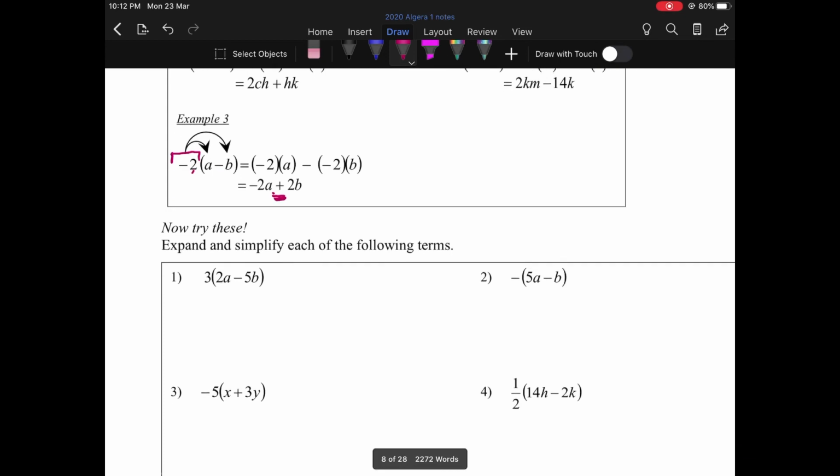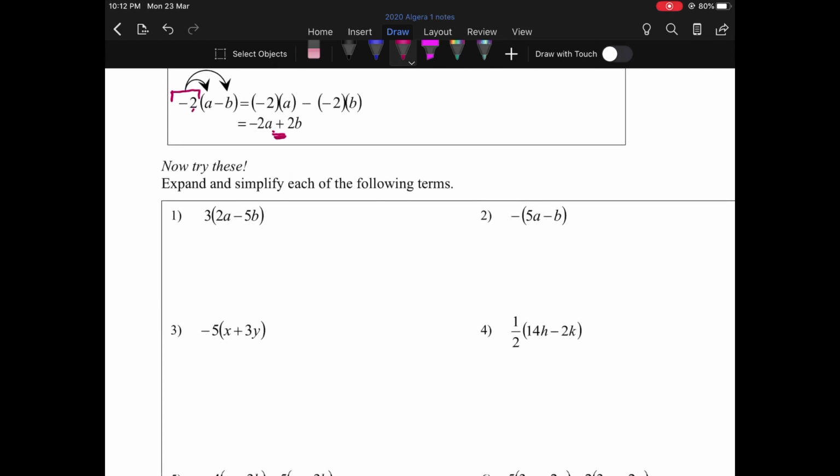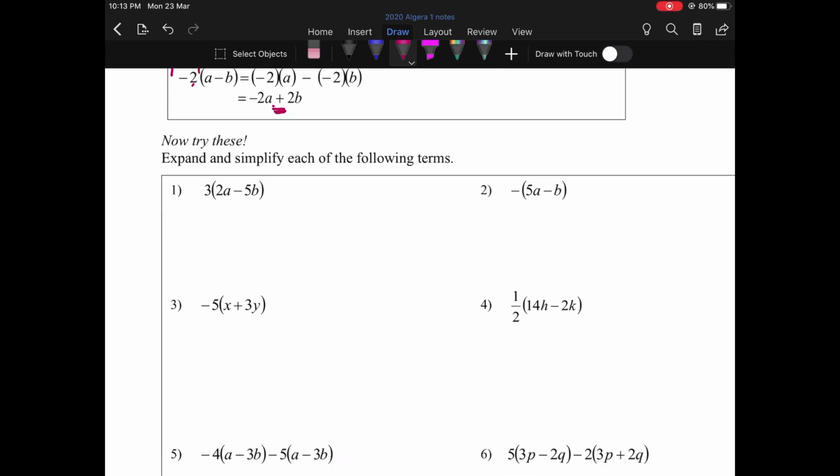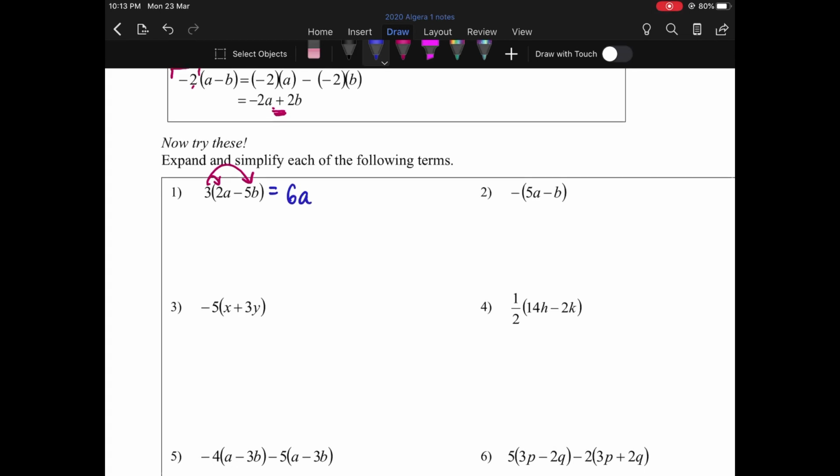So let's try these examples. And draw the double arrows to guide your eyes when you want to distribute the terms in the bracket. Like so. So when you distribute, you will get 3 times 2, you get 6a. 3 times negative 5b, negative 15b. Okay?